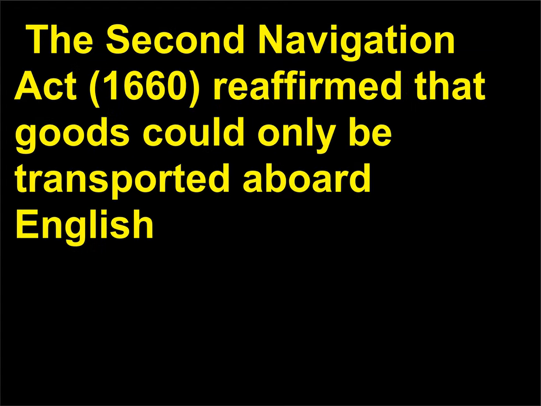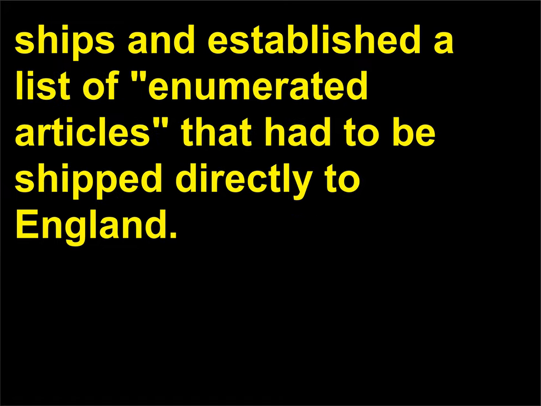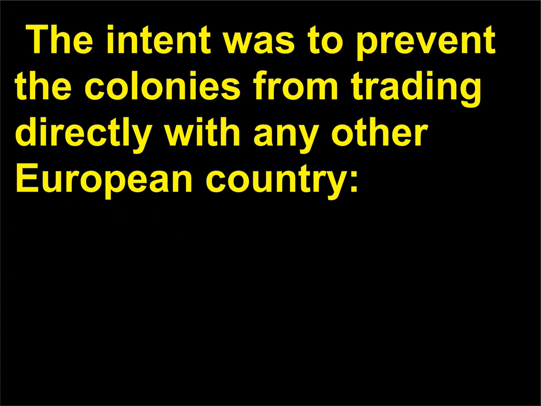The Second Navigation Act, 1660, reaffirmed that goods could only be transported aboard English ships and established a list of enumerated articles that had to be shipped directly to England. The intent was to prevent the colonies from trading directly with any other European country.